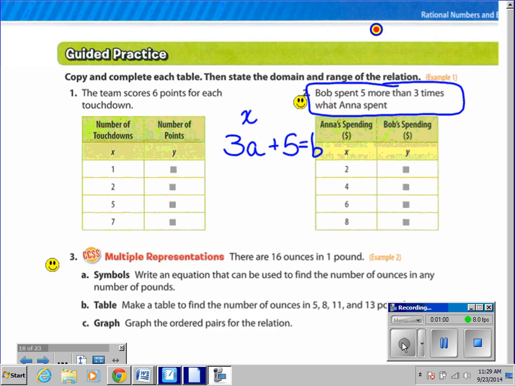This is the equation that I want you to use each time. So then you would plug in, say, this first 2. Plug in a 2. 3 times 2 is 6, plus the 5 would give us what? 11, okay? So on your assignments, this is what I would expect.